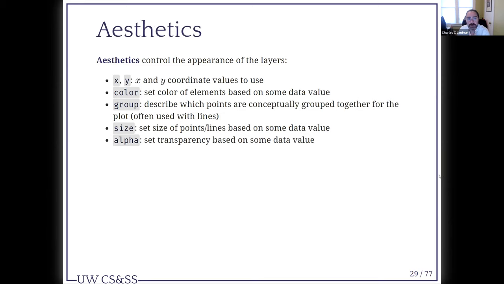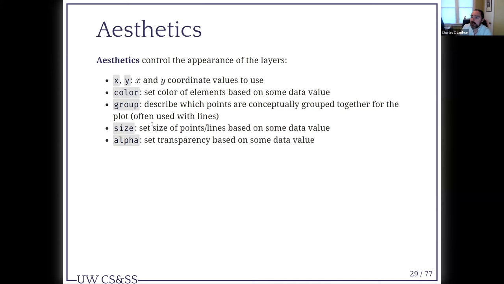Okay. Aesthetics are for controlling the appearance of the layers. Aesthetics will be things like your X and Y coordinates. These X and Y coordinates will determine where the points are in your scatter plot, or where the lines are, or where the text is. Color will set the color of those points or those lines or that text. Group is an aesthetic that tells ggplot you want certain points of data conceptually linked together. This is something you would do if you want, for instance, your lines to connect through countries or continents in your data, rather than just connecting every single point to every other single point on a plot. There are also aesthetics for controlling the size of things, and alpha, which is the transparency.